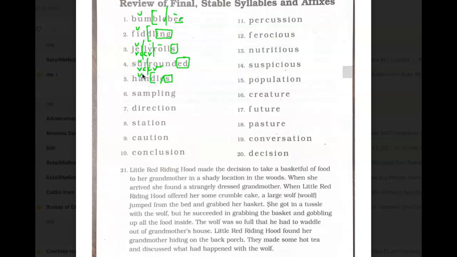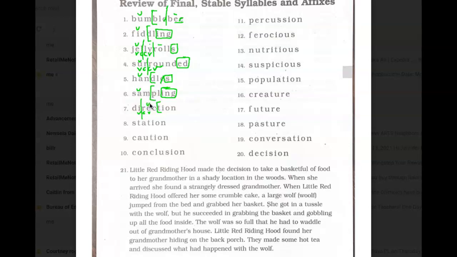Number 6 is similar to number 2. We have a final stable syllable and we have a suffix ing. Remember the root word of sampling is sample, PLE, but we needed to drop that E to add our ing. So we have final stable syllable and suffix, and it is a short A sound. Next we have direction. Final stable syllable, so we put a bracket. We have vowel, consonant, vowel pattern here. We're going to divide between the vowel consonant, short E sound.